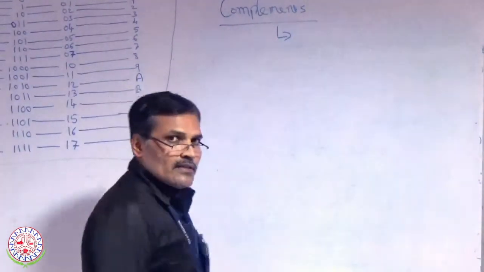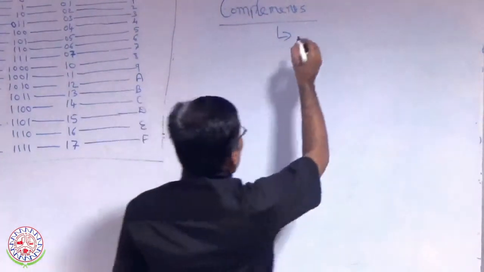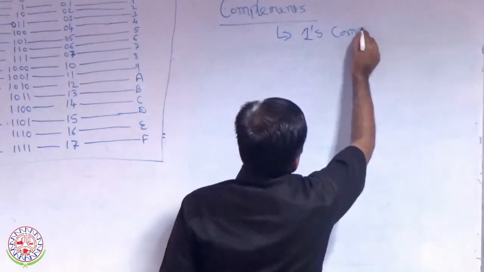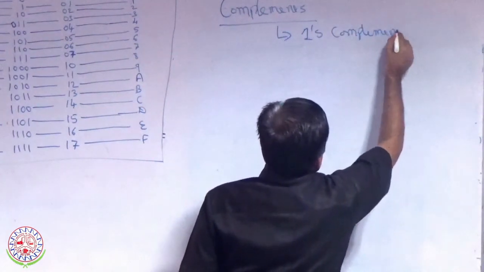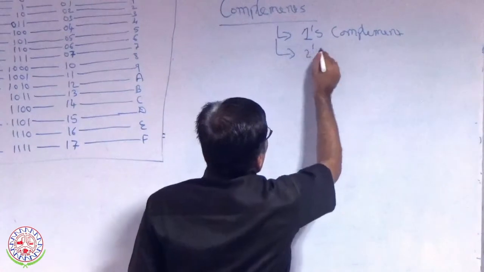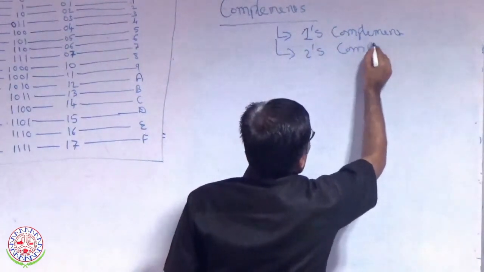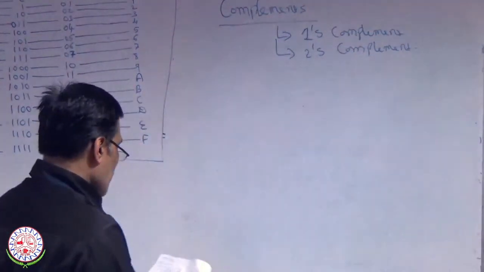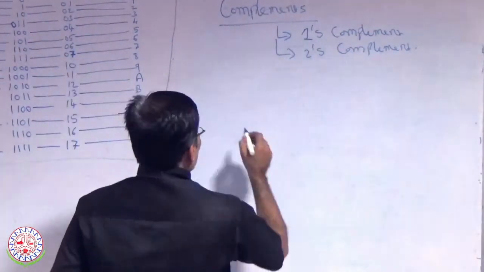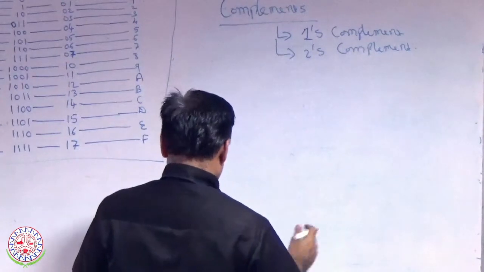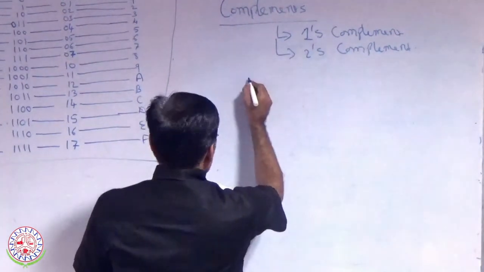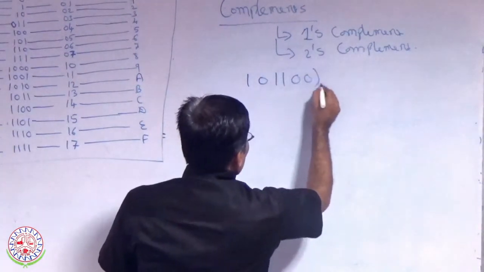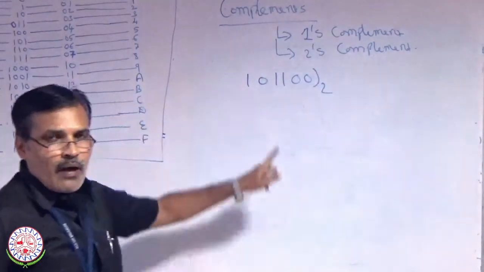Okay. So just for your information. There are 2 types of complements. One's complement. Second one is 2's complement. Okay. So let us see one's complement. What exactly is this one's complement? Let us consider a binary number 101100. Okay, so this is the given binary number.